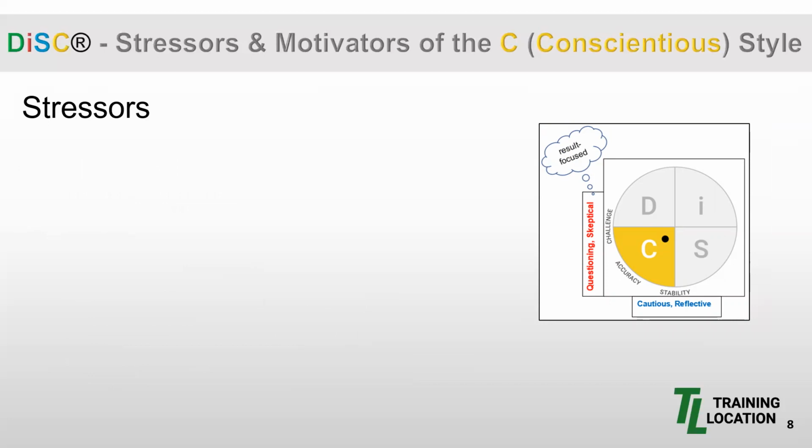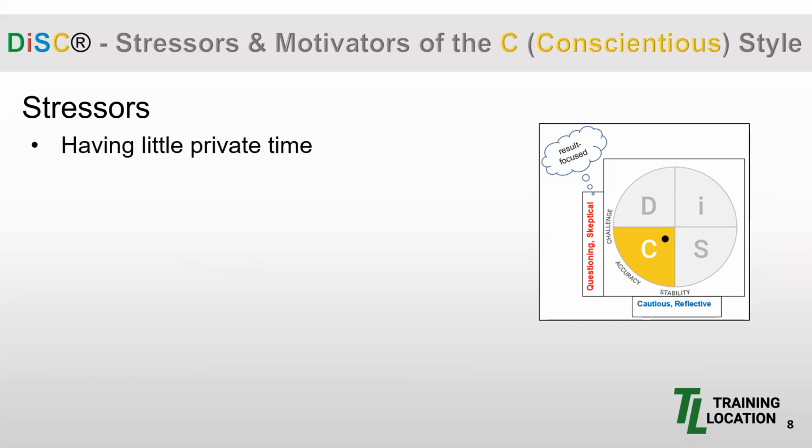As a conscientious style, you may find it draining when your job requires a lot of forced social interaction. Now, due to your high standards, it may be stressful for you when you feel you don't have the expertise to do a good job or when your work quality is being questioned. So here's that list of environmental factors which may trigger stress for the C or conscientious style.